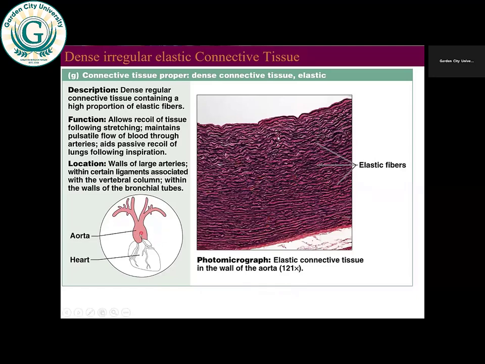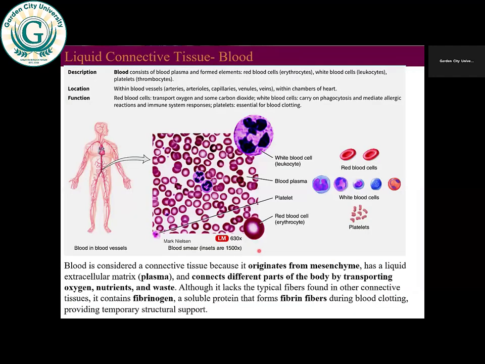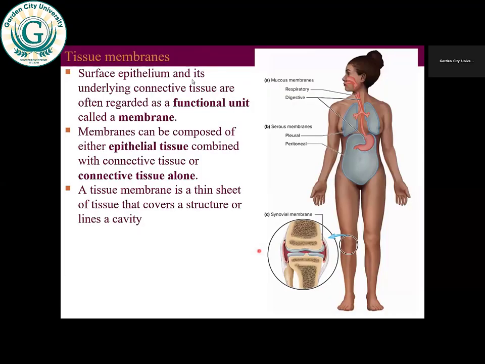So this is how the aorta looks. So you have a lot of these elastic fibers. So I think I've already talked about blood being a connective tissue. So that is about how connective tissues are classified.